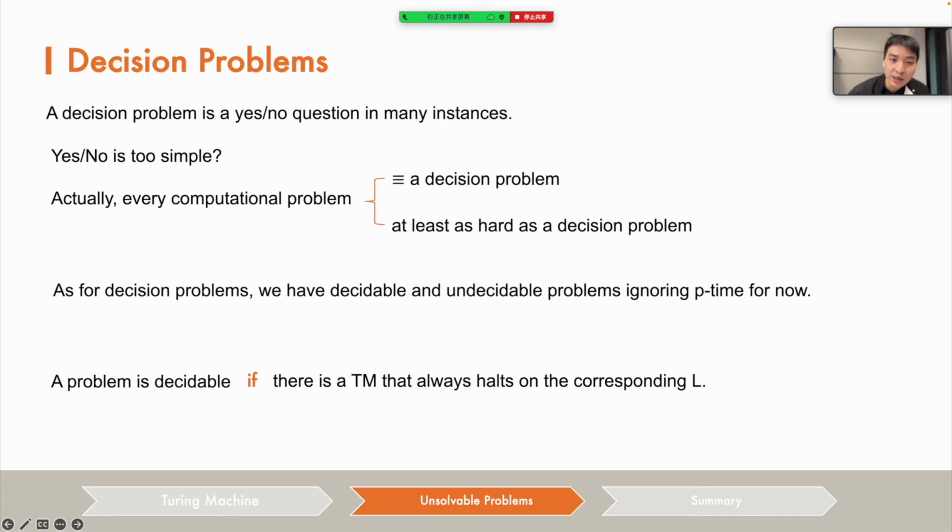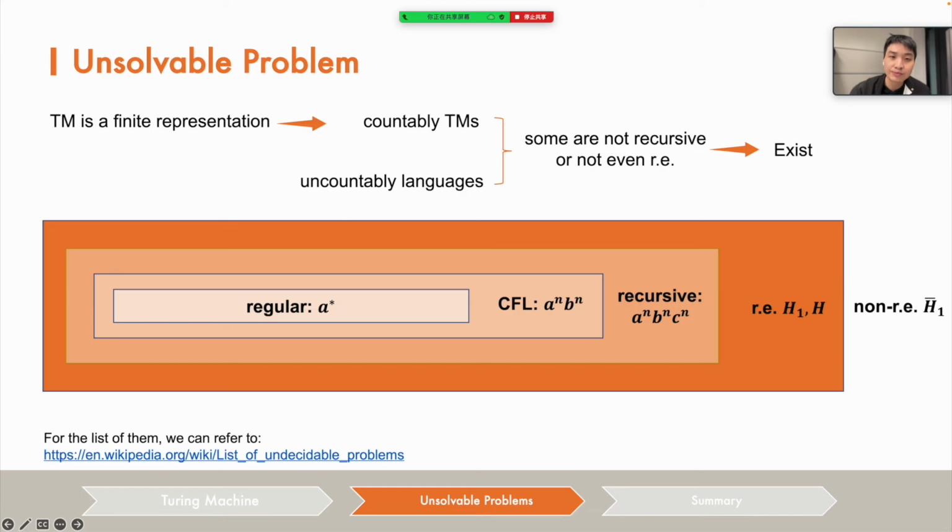So how can I know if the problem is decidable or not? A problem is decidable if there is a Turing machine that always halts on the corresponding language. Not all problems are decidable, and undecidable problems exist. We can think about the Turing machine is a finite representation, so there are countably many Turing machines. And we have uncountably many languages. Hence, some are not recursive. Thus, the unsolvable problem exists.